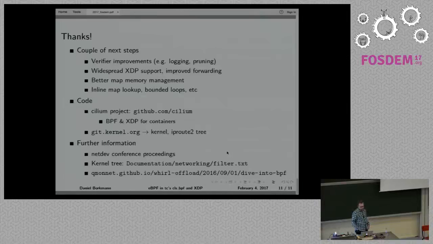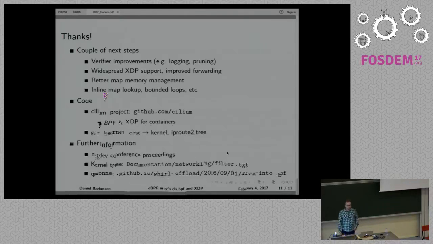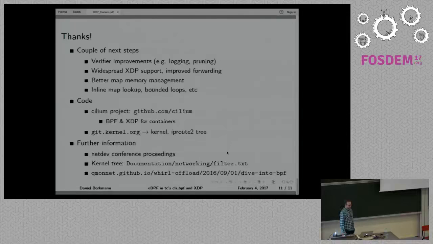If you want to look at some code and how the BPF parts are written there, I can recommend you go to github.com/Cilium, which is a project which implements basically BPF and XDP for containers. There will be a talk afterwards for that, and everything else on the kernel and iproute2 side is merged upstream. For further information, you can also look at the NetDev conference papers that are there, or the kernel documentation, and so on. Are there any questions? All right.